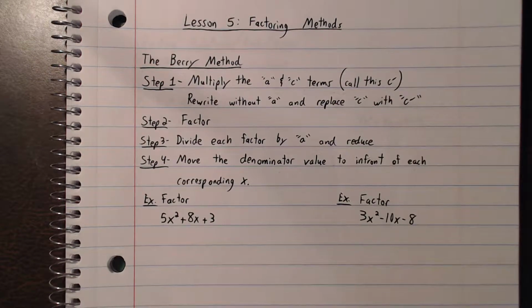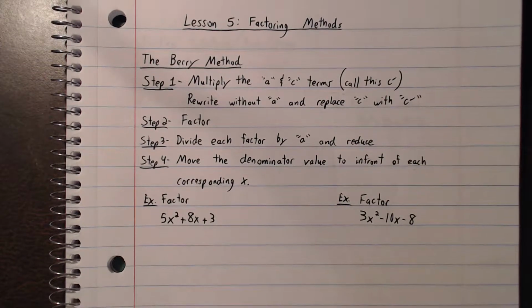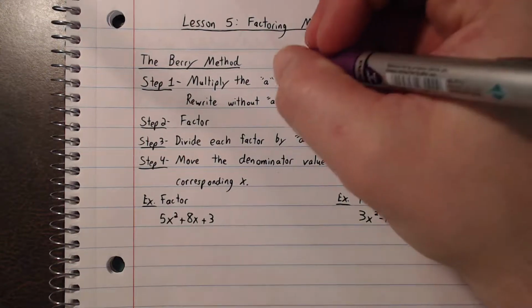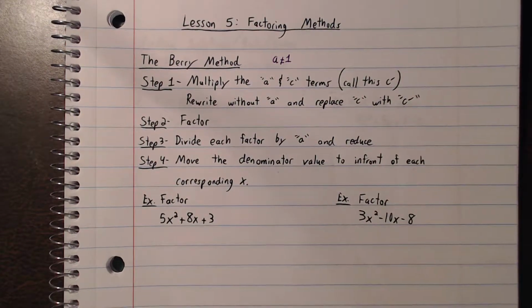Welcome to lesson number 5, which is going to be factoring methods. It's actually just one method that we're going to talk about today, which is the Berry method. The Berry method is pretty easy to use. It's meant for situations when we have an A term that's not equal to 1. Okay, this is when we're going to use the Berry method.